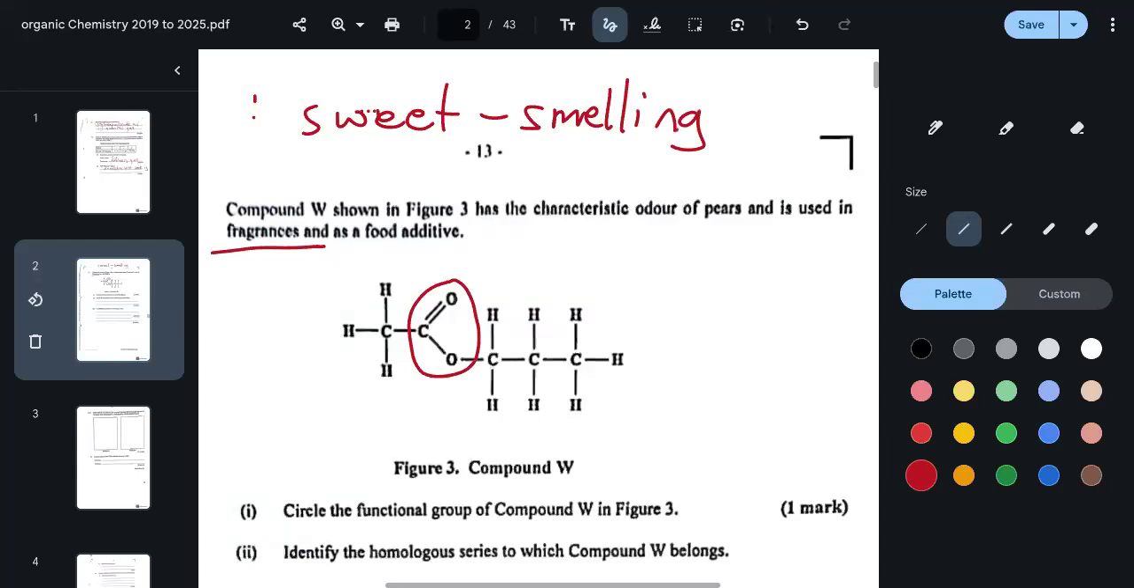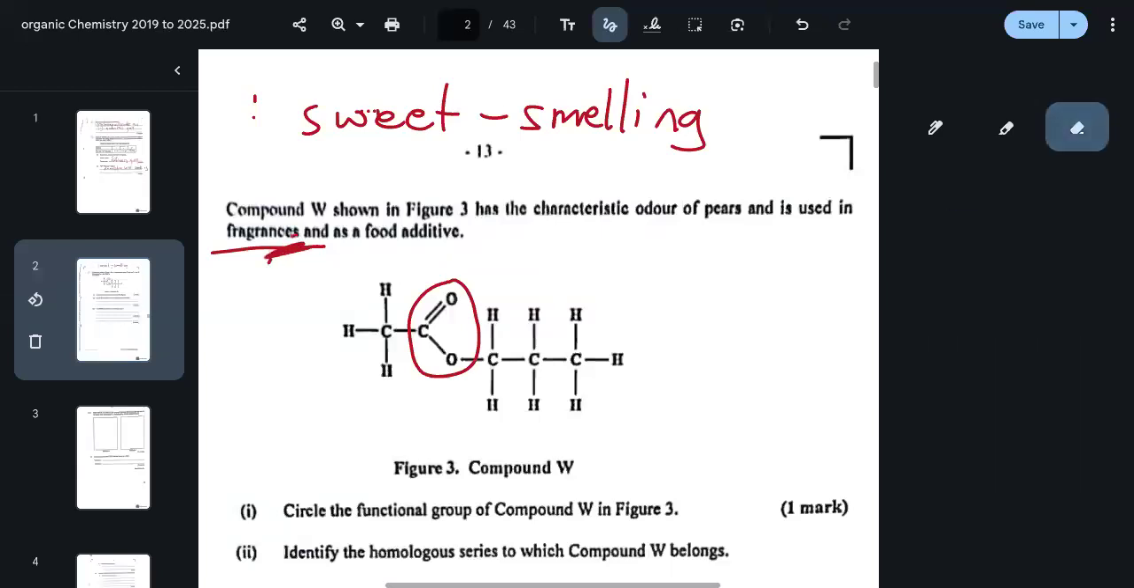All right. So let's hold on, wrong thing. So let's see what they're asking us to do now. So it says circle the functional group, right? I did that just now here. So this is the functional group for the ester.